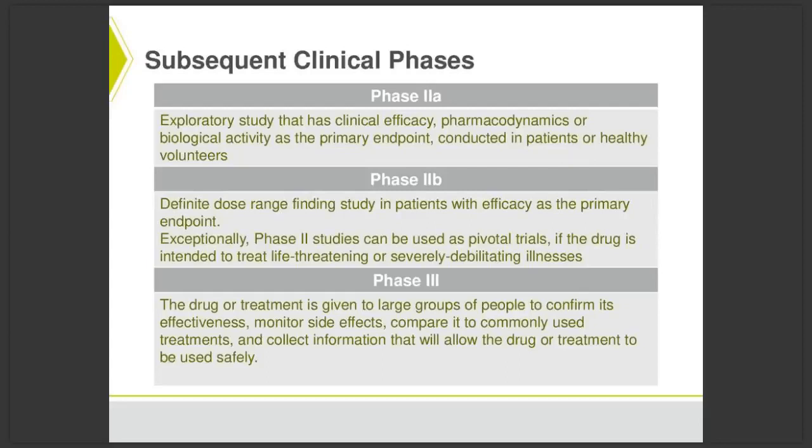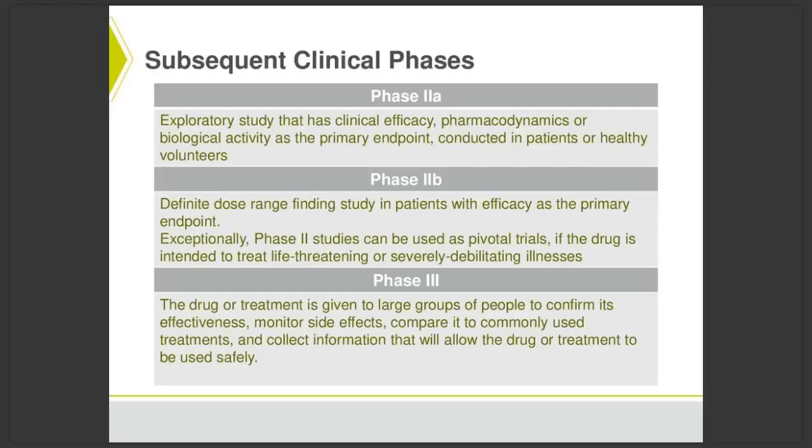And depending on the situation, as I said before, if you're in the rare disease or oncology spaces, these phase 2 studies can also be used as pivotal trials. That's basically going to be sent to the FDA if the drug is intended to treat a life-threatening or very severely debilitating disease.